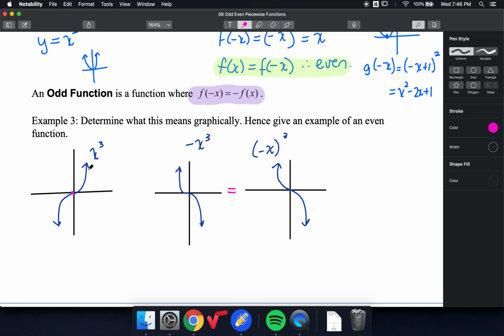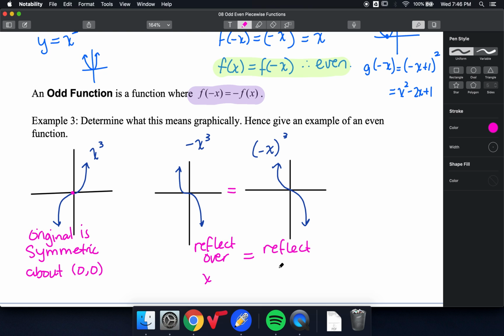So if this reflection maps this reflection, basically what it's saying is that through the origin, I'm symmetric. So think about mapping across this point. Any points are going to mirror to the other side of the origin. So the original is symmetric about the origin. That's the point 0, 0. Or I can think that reflection over x is the same as the reflection over y.